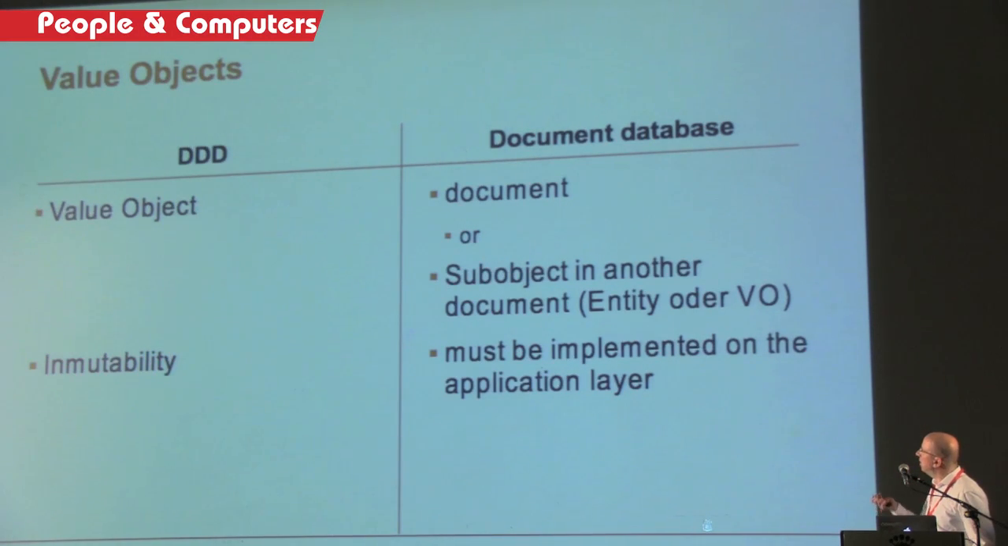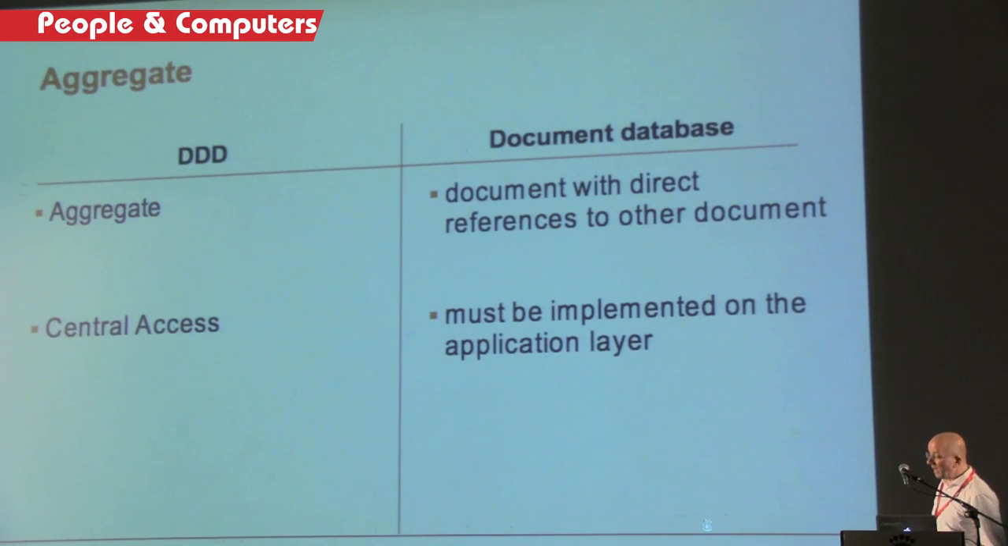The immutability of the value object, that must be implemented on the application level. The database does not guarantee you this. You have to make certain that it is. If you talk about aggregates, then that maps very well again. The aggregate maps to a document, and the document then holds direct references to the other documents that make up the aggregate.